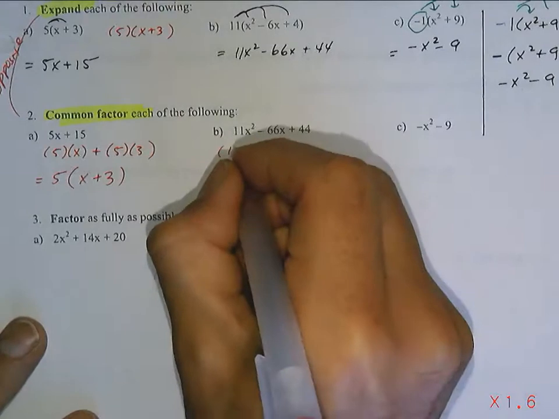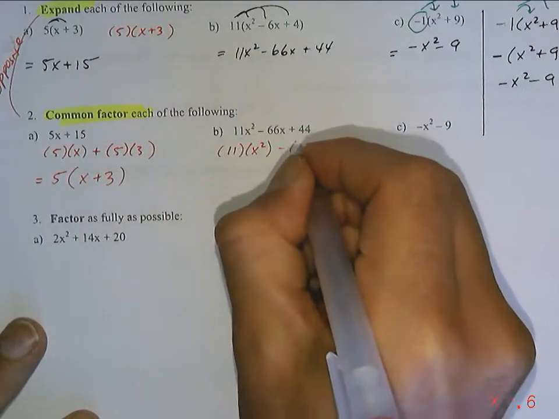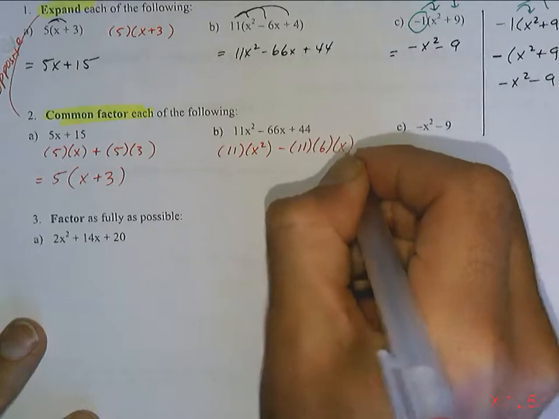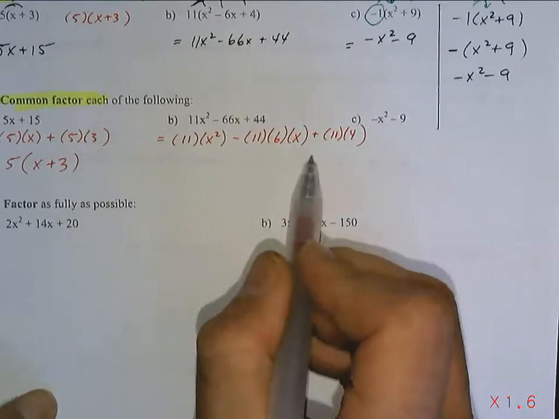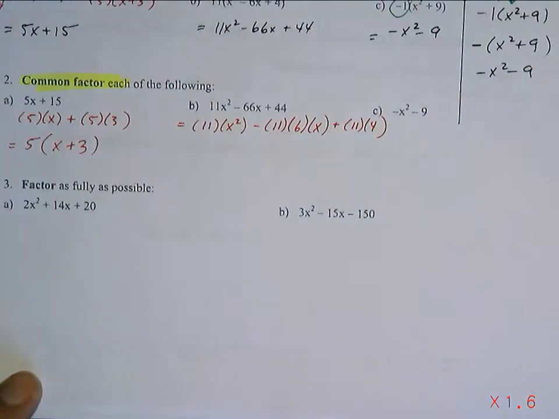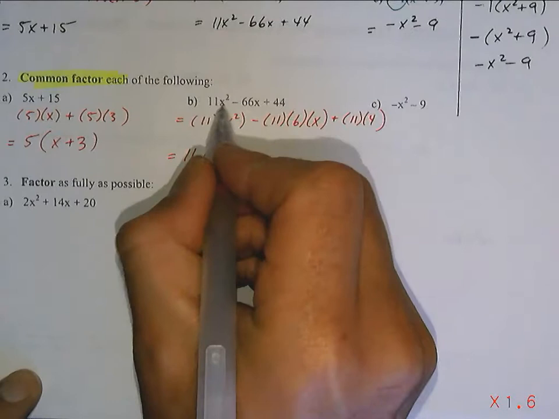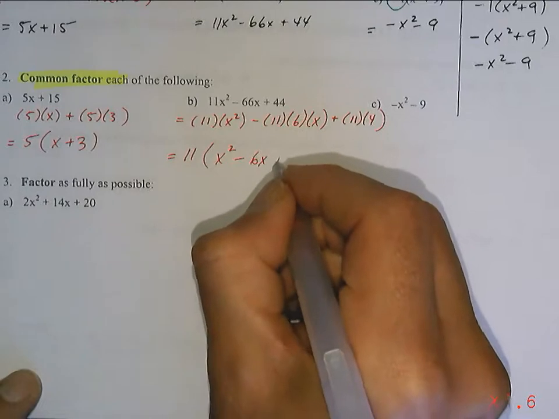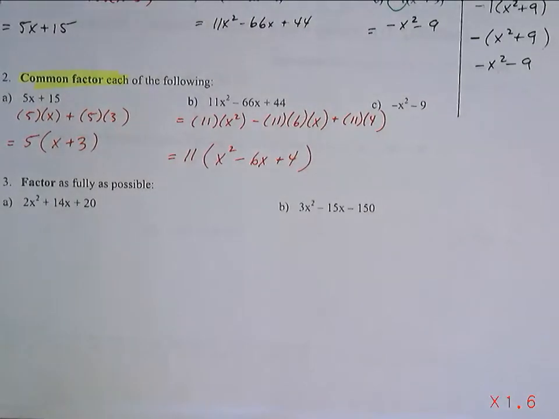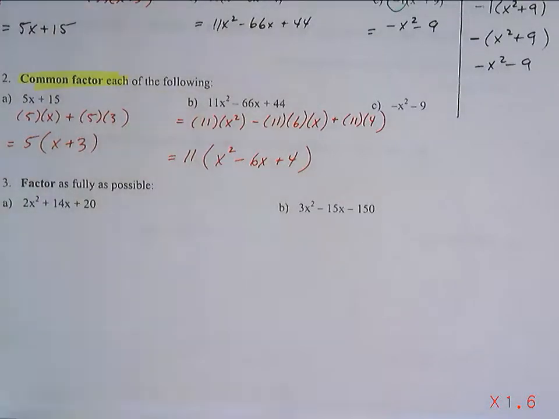So we're going to look at this one. This actually has an 11 times an x squared minus an 11 times a 6 times an x plus an 11 times a 4. Now, ladies and gentlemen, I never want you to write this out other than right now. But I want you to think this way. They all have a multiple of 11 in them. So if I take the multiple of 11 out, what I'm left with is 11x squared divided by 11, 66 divided by 11, 44 divided by 11, and that's common factored because there's 2 factors. This is one factor, this is the other factor.